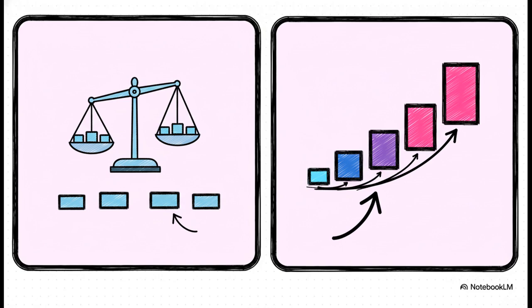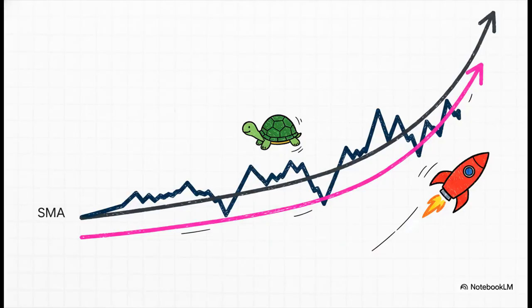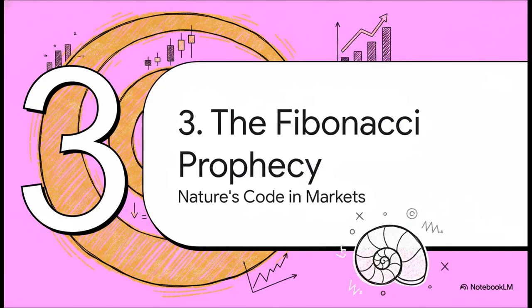But then you have the exponential moving average, the EMA. Now the EMA is a little bit smarter. It's built on a different idea, that what happened just now is way more important. So it gives more weight, more importance, to the most recent prices. And here's why that matters. That extra weight on recent data makes the EMA react way faster to new information. So when a trend starts to change, the EMA is going to flag that for you a lot sooner than the good old SMA will. It's basically the sports car of moving averages. It's built for speed.